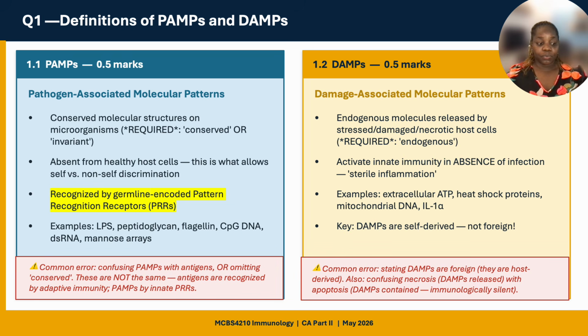But antigens are different. Antigens are recognized by the somatically rearranged receptors of adaptive immunity. So they are unique to each individual. So as we said in class, these PAMs are shared by the whole species, okay, when antigens are unique to each individual. So here you have the difference between the two.